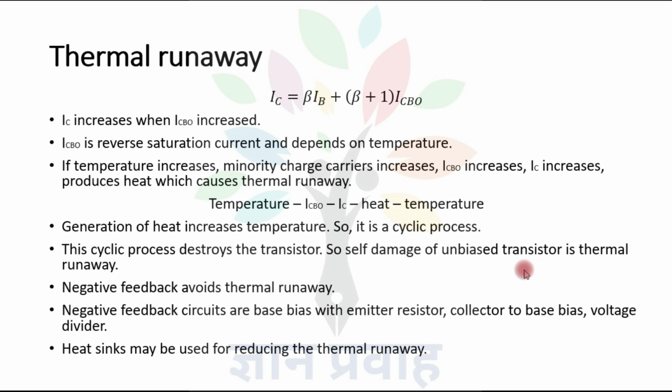So here the important methodology is applying some negative feedback, so that whenever any change occurs in IC, it nullifies the effect of the variation. So here we are using the negative feedback circuits we have already discussed in this lecture, and the important feedback circuits are fixed bias with emitter resistor, collector to base bias and voltage divider circuits. So these circuits use negative feedback resistance values to nullify the effect of change in IC due to any type of variation. And here heat sinks may be used for reducing the thermal runaway.